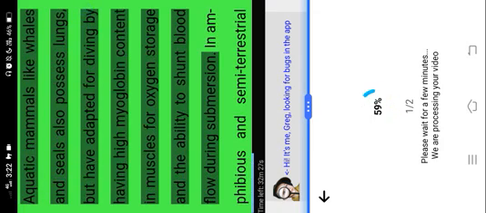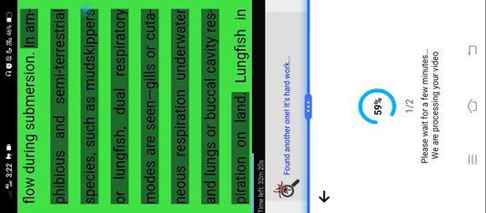Aquatic mammals like whales and seals also possess lungs, but have adapted for diving by having high myoglobin content in muscles for oxygen storage and the ability to shunt blood flow during submersion. In amphibious and semi-terrestrial species, such as mudskippers or lungfish, dual respiratory modes are seen. Gills and cutaneous respiration are used underwater, and lungs and buccal cavity respiration on land.